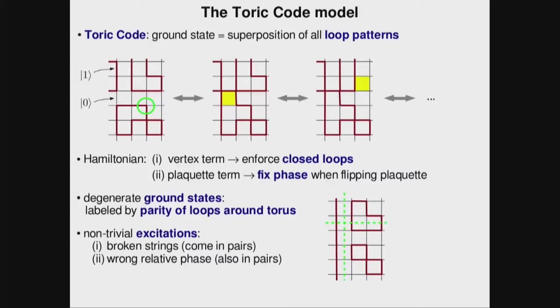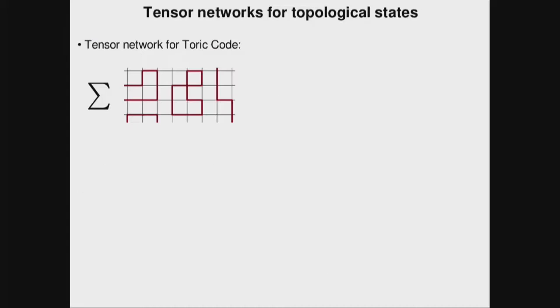Now, how would a tensor network representation of such a model look like? For this, let's start from the superposition of all possible loop patterns. And we cut the superposition into small pieces. So we cut it into blocks which contain 1 plaquette each, as indicated by these blue lines. And let us now look at one blue box. And each of these boxes will be described by a single tensor. So what does this box contain?